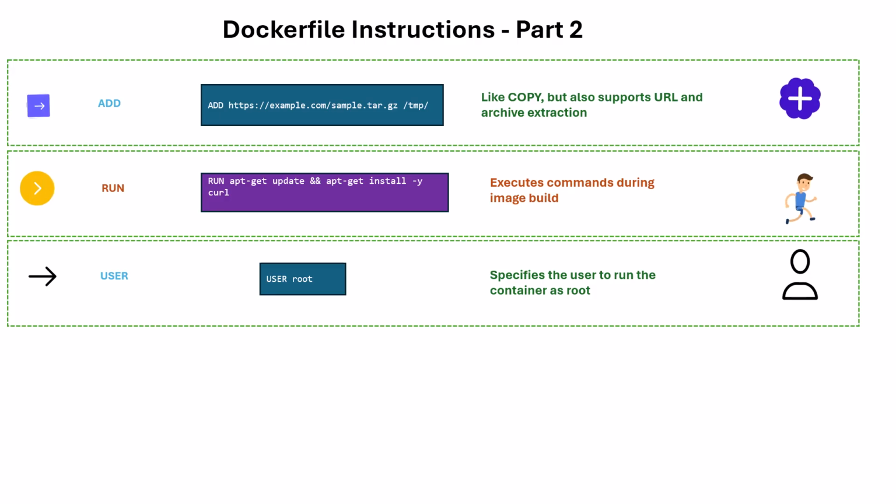Then the next command is the USER command. This USER command sets which user will run the container. For example, you can see there is a user called root, so the container will run as the root user. But in the real world, we should not use the root user. Instead, we can use other users with fewer privileges to secure our container. So this is all about the USER command in Dockerfile.